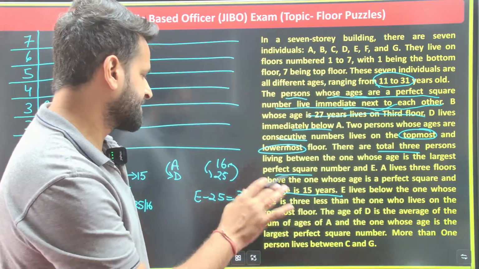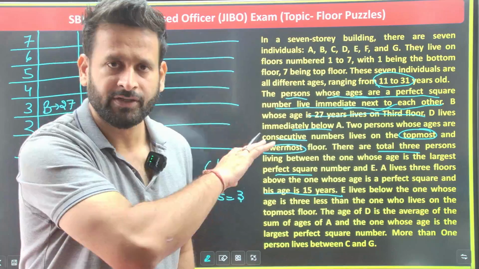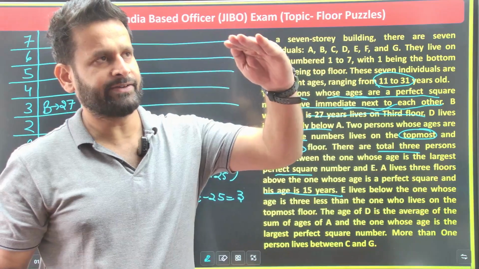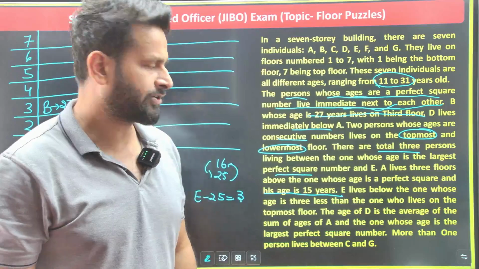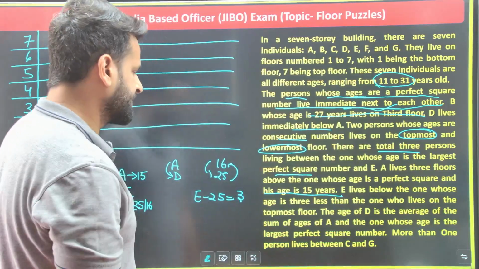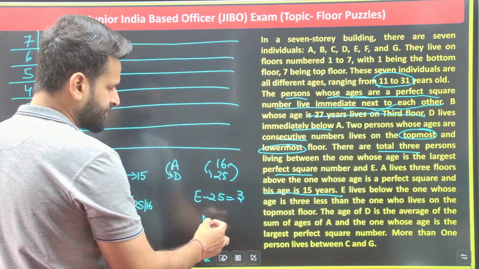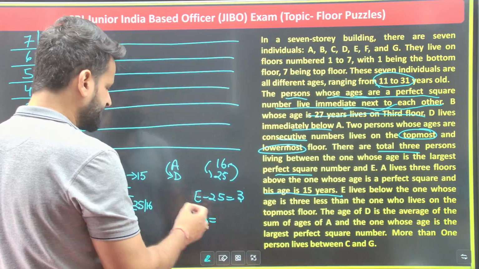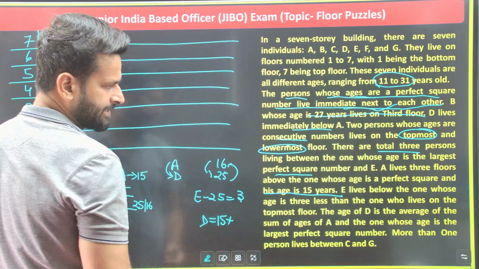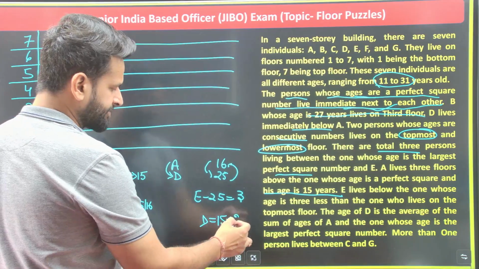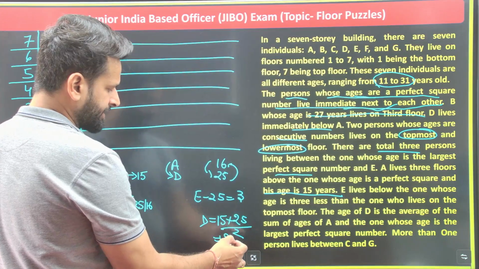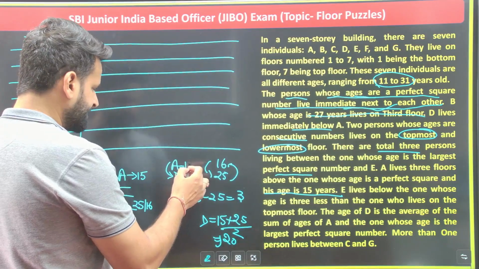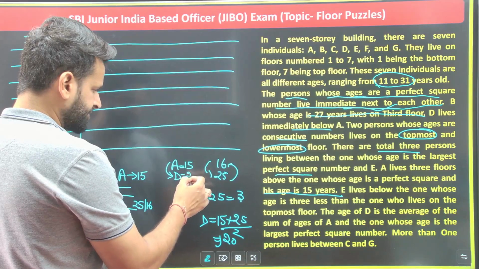E lives below the one whose age is 3 less than the one who is living on the topmost floor. So E is living somewhere below that person whose age is 3 less than the person living on the top floor. The age of D is the average of the age of A, which is 15, and the one whose age is the largest perfect square, that is 25, divided by 2. So 25, 30, 40, 20. Can I write here that A's age is 15 and D's age is 20?